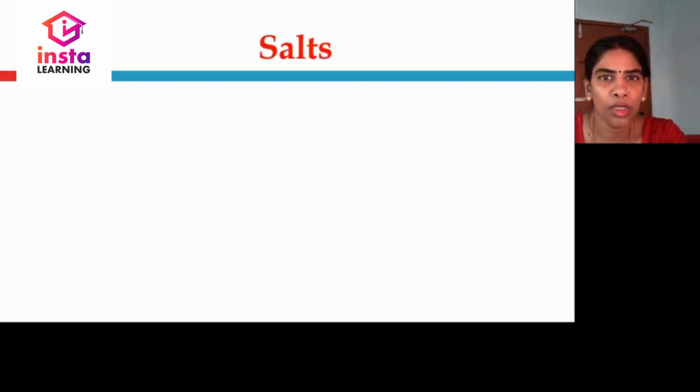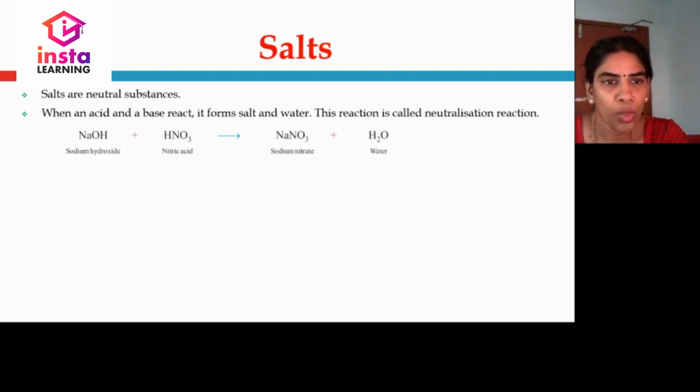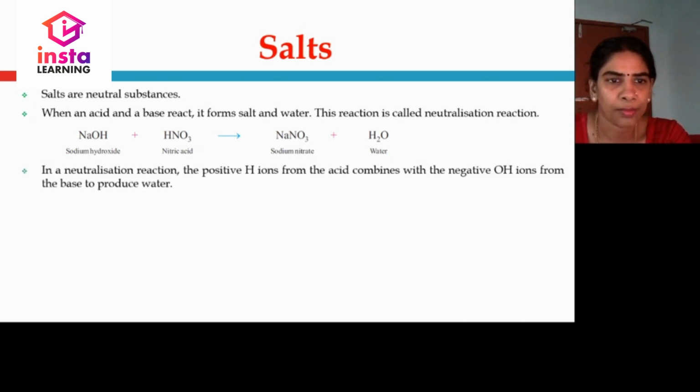Let us now discuss the third compound, salt. Salts are neutral substances. When an acid and a base react, it forms salt and water. This reaction is called a neutralization reaction. Sodium hydroxide, a base, when reacted with the acid nitric acid, will give you the salt sodium nitrate and water. This is an example of a neutralization reaction.